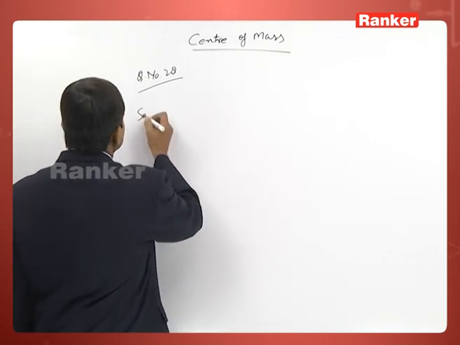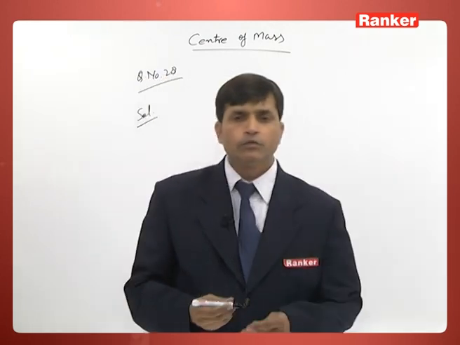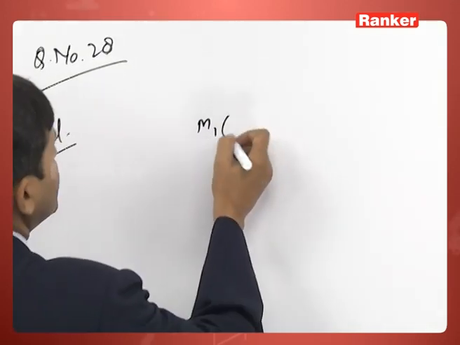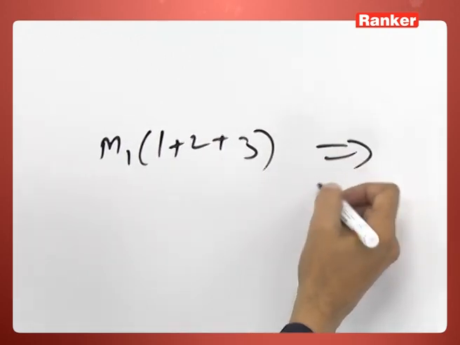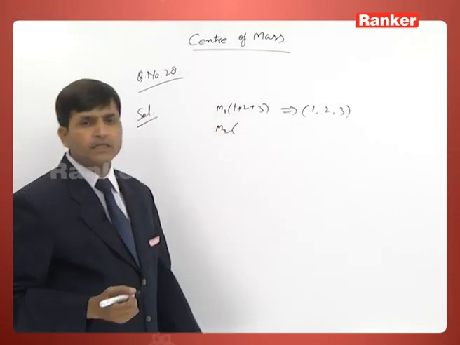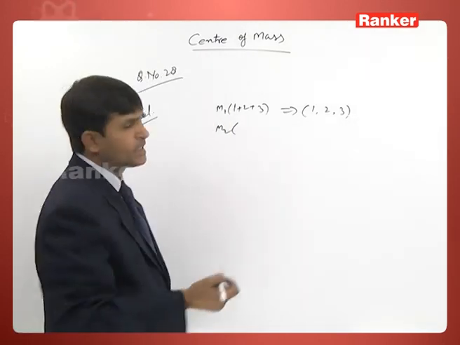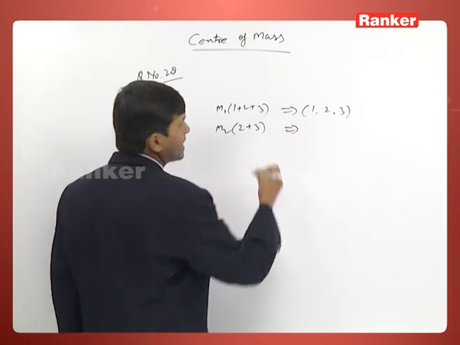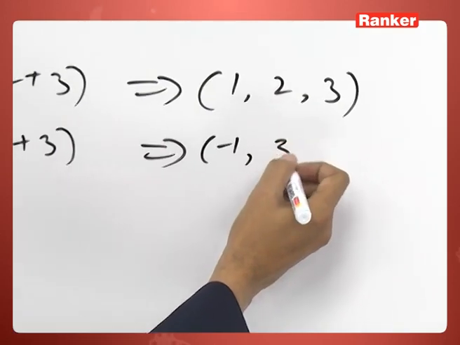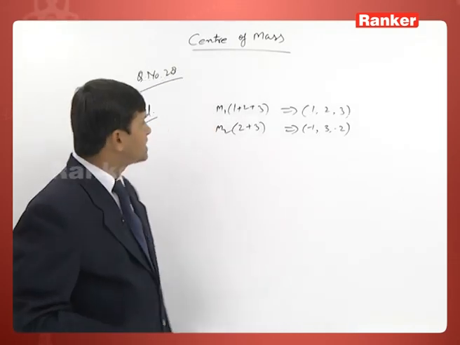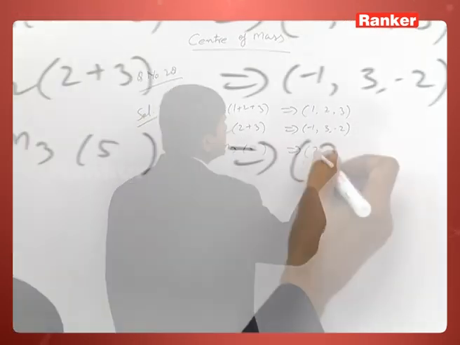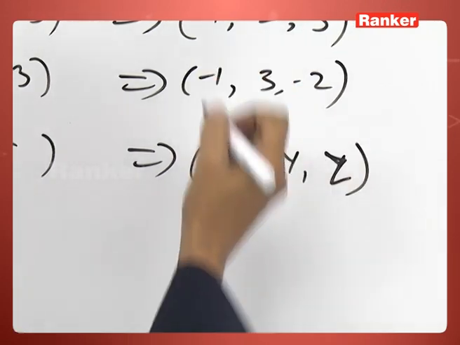So as per the given question, there are masses 1, 2 and 3 kg. The center of mass here is (1, 2, 3). The total mass m1 is 1 plus 2 plus 3. Their center of mass is (1, 2, 3). The second mass m2 is 2 kg and 3 kg, that is 2 plus 3, and their center of mass is (-1, 3, -2). They are asking where the third mass m3, 5 kg, should be placed so that the center of mass of the system coincides with this.